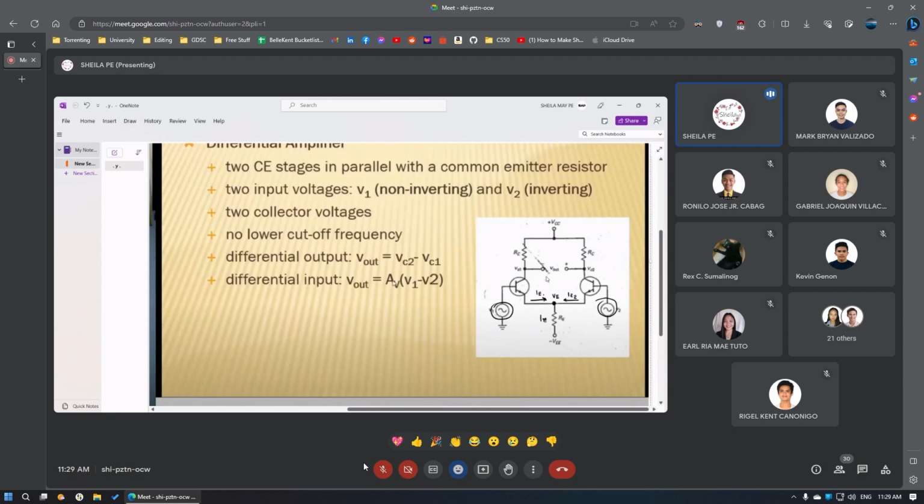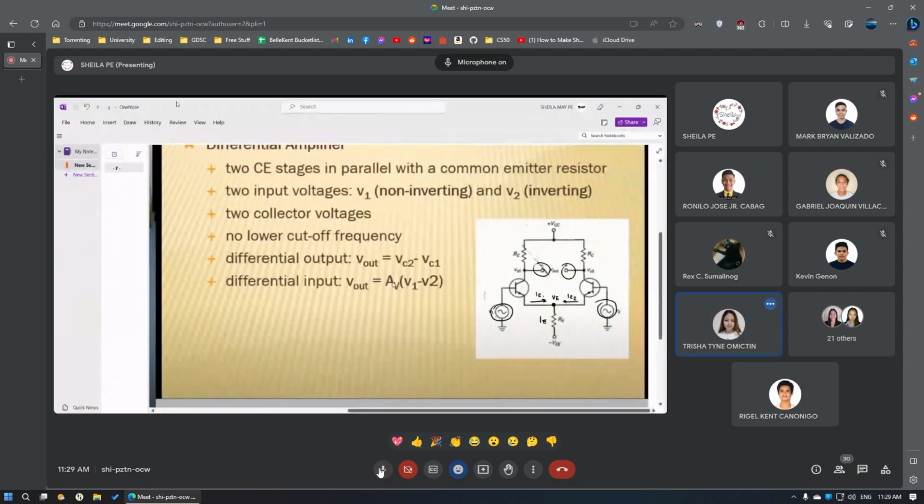Why? There are two outputs here. Okay? There are two outputs. Do you understand why it is called differential input, differential output? Do you understand, class? Yes, ma'am. Yes. Okay.